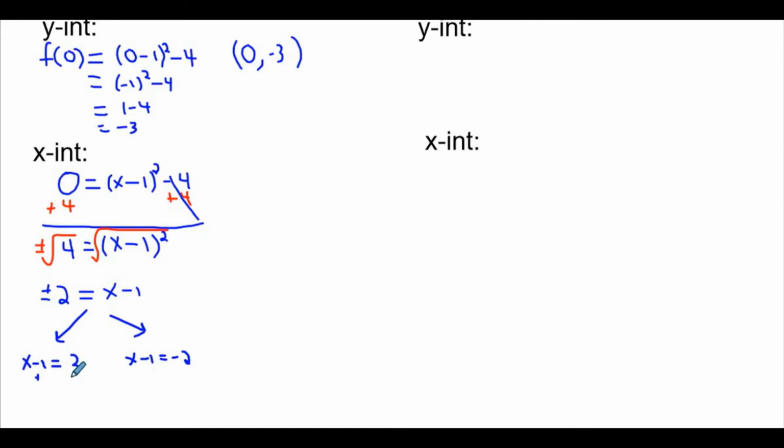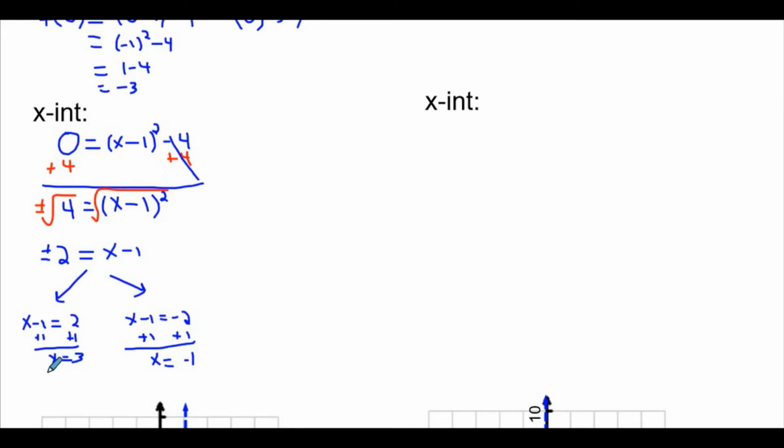Here you're going to add 1 to both sides, and you get 3. Here you're going to add 1 to both sides, and you're going to get negative 1. Keep in mind, on an assessment, these would be marked off by a point. They are x-intercepts now. So this is (3, 0), and this is (negative 1, 0). That's very important moving from this point on in Algebra 2: to write things in the correct format.